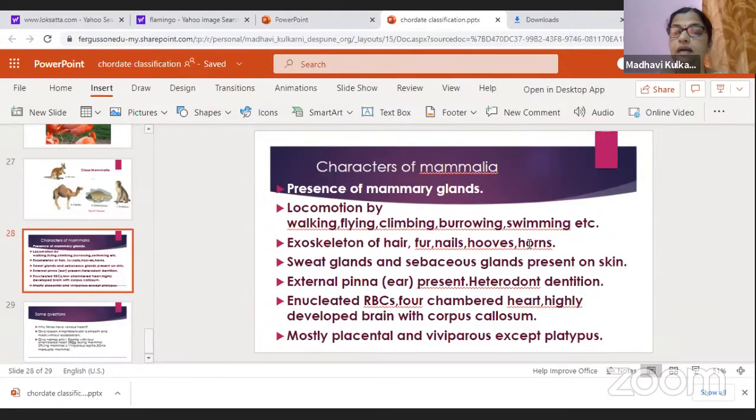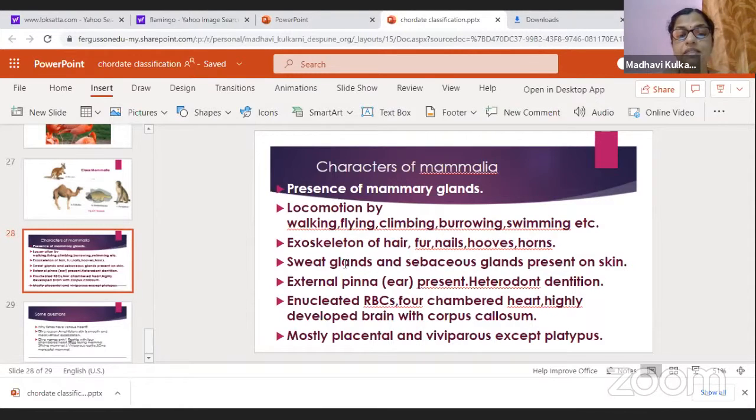The deer, antelopes, rhino, cows, buffalo, all of them show the presence of horns, which is a protective mechanism or organ for these animals. On their skin, they always show the presence of sweat glands and sebaceous glands.